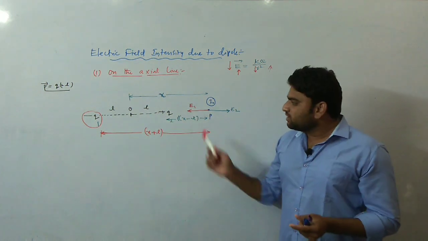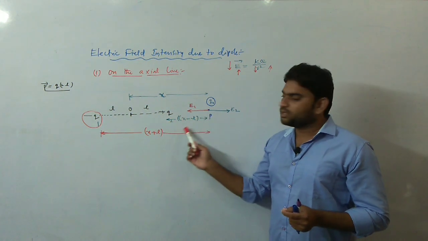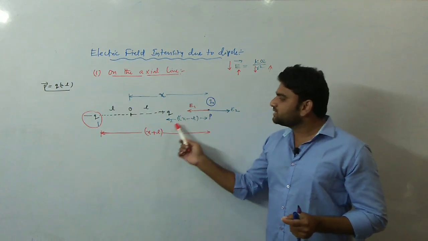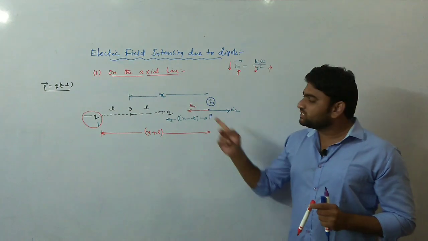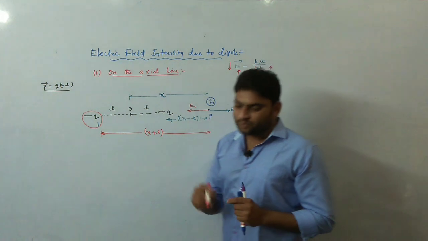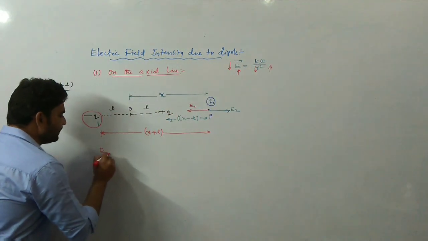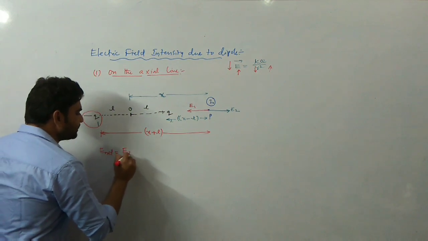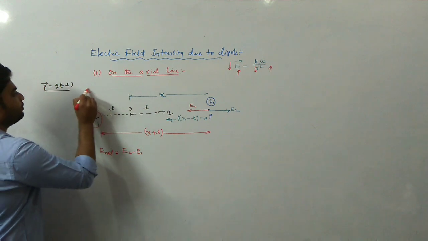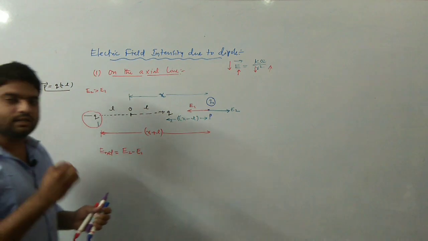Now in this case, which distance is less? This is the distance we have less. So this gives the intensity E2, whereas this particular distance gives the intensity E1. So in these two cases, my second intensity is greater than the first intensity. So my E net will be equal to E2 minus E1. Why do I have to subtract E1 from E2? Because E2 is greater than E1.